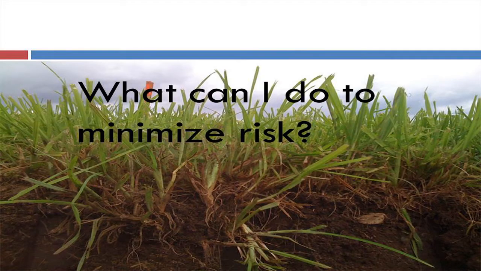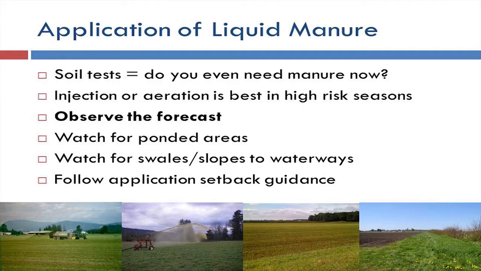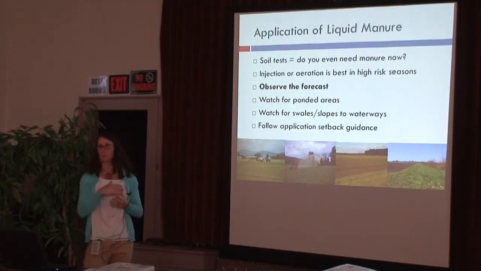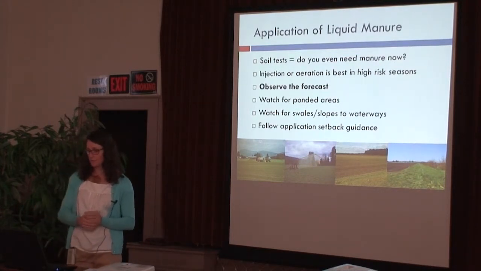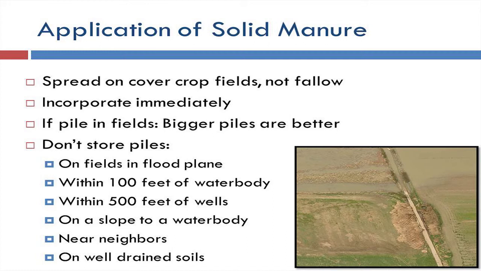And just really briefly, what can you do to minimize risk? Land application of manure, obviously know your soil test, you need manure. As I mentioned, injection and aeration is the best for high-risk seasons. Observe the forecast, watch for ponded areas, swale slopes, waterways, and follow application guidance. It's pretty much the same for solid manure.